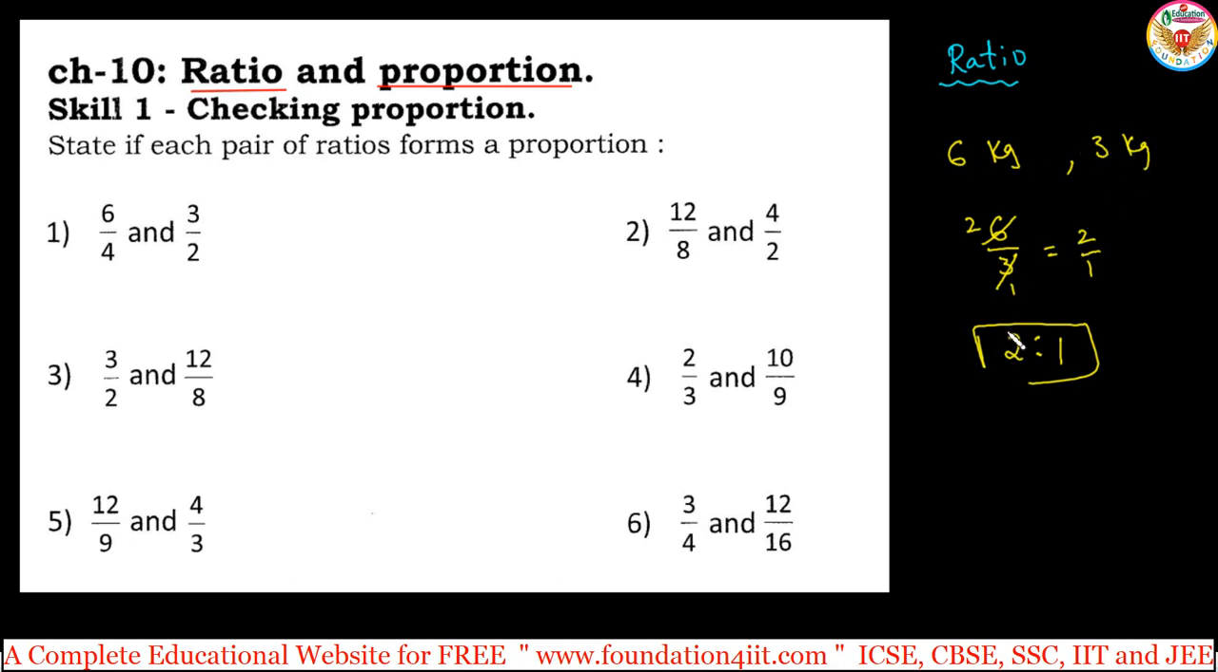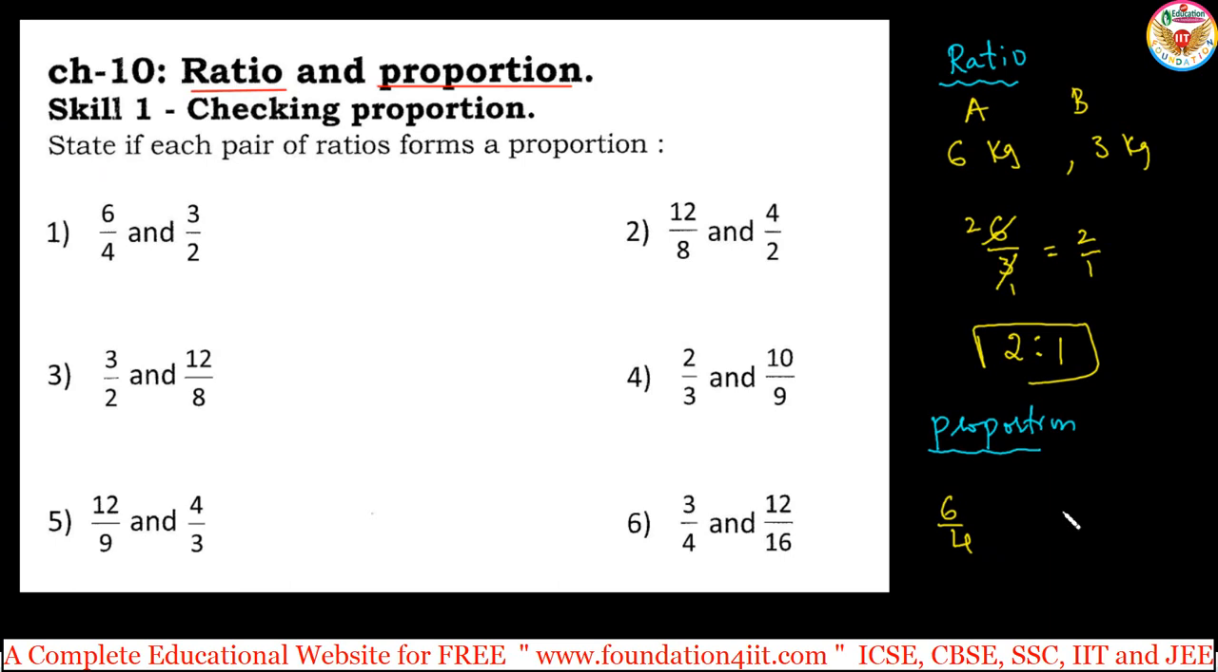So every 2 kg of one quantity, let us say A and B, every 2 kg of A, B has exactly 1 kilogram. So if it is 6, 3, the ratio is 2:1. Comparing the quantities of the same kind is ratio. And proportion is comparing the ratios. Comparing the quantities is ratio, but comparing the ratios is proportion.